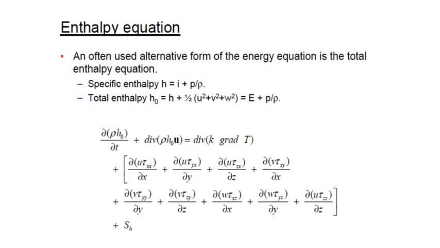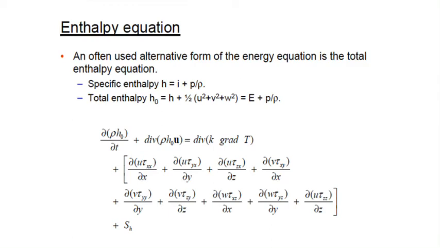Next you have to write the enthalpy equation. This equation is used as an alternative form of the energy equation. This is known as the total enthalpy equation. That is, specific enthalpy and total enthalpy are taken. Specific enthalpy is denoted as h, that is h is equal to I plus P by rho. For total enthalpy, h naught is equal to h plus 1 by 2 of u square plus v square plus w square. So substitute the h value, that is I plus P by rho, in h naught.